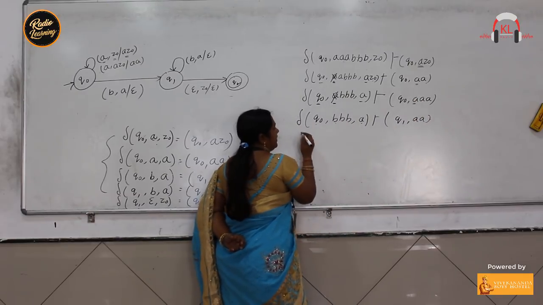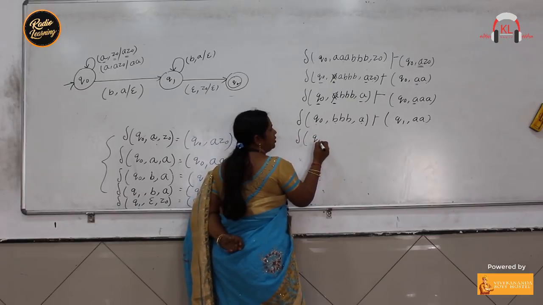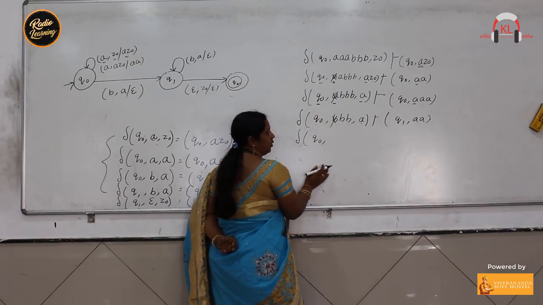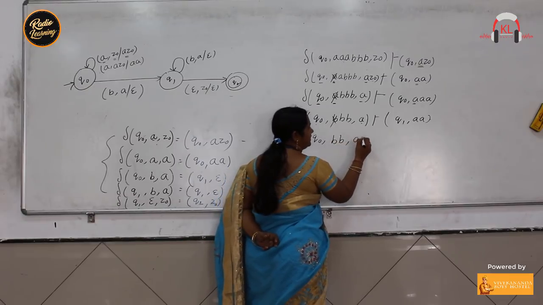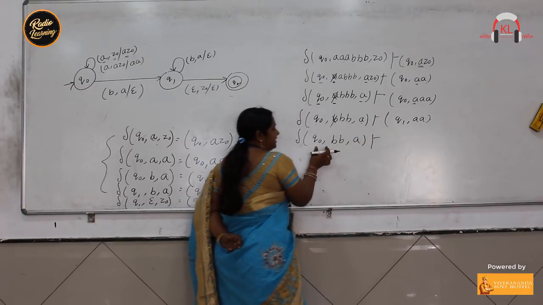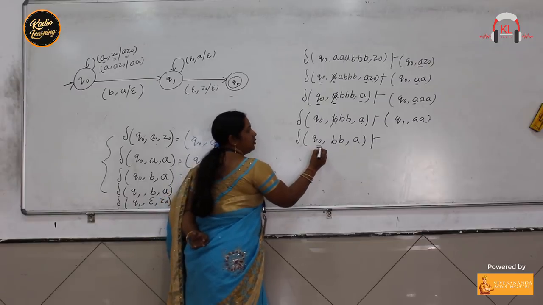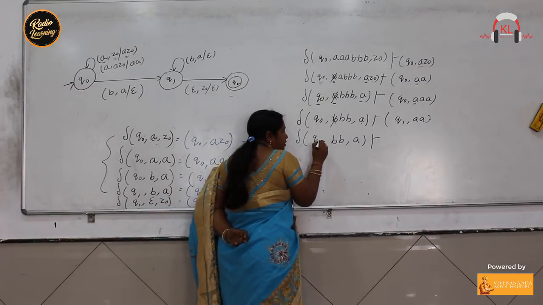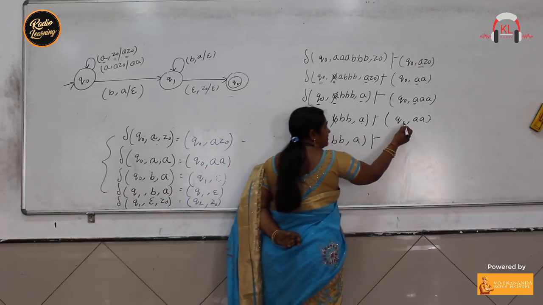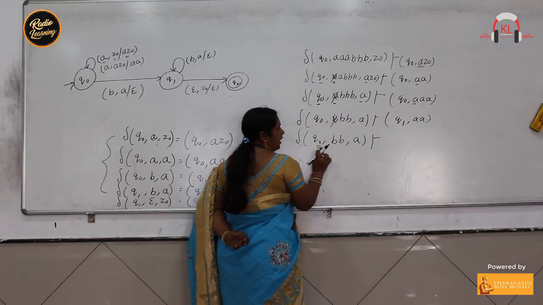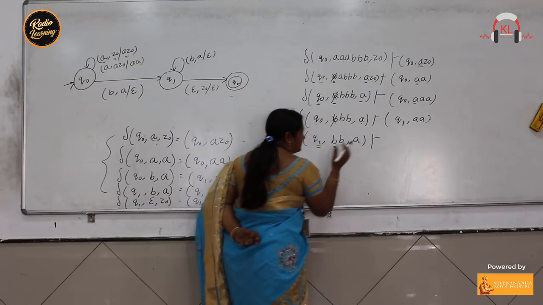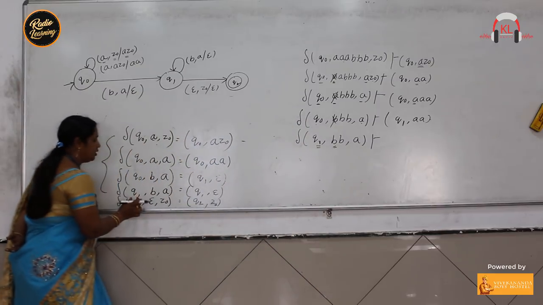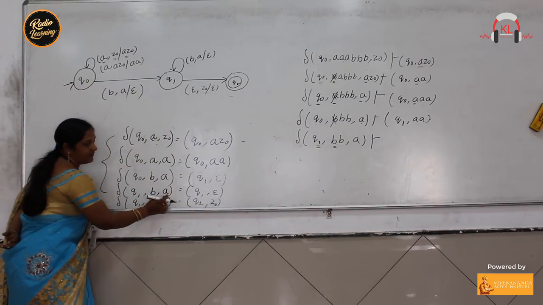So now again Q naught, B is completed. The left input is B, B and the top of the stack is again A. So again see my transitions. Sorry, here we are in Q1, because we changed the state to Q1. The input symbol is B and the top of the stack is A. See here Q1, B and the top of the stack is A.